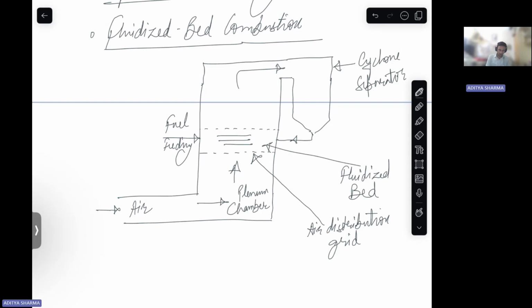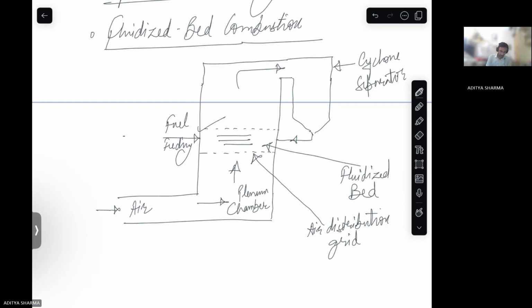So we feed fuel into this fluidized bed, and by means of air, this fluidized bed fluidizes the particles of coal that are present in the bed, correct? And then the combustion, the firing, is initiated here, and then the products move upwards, right?